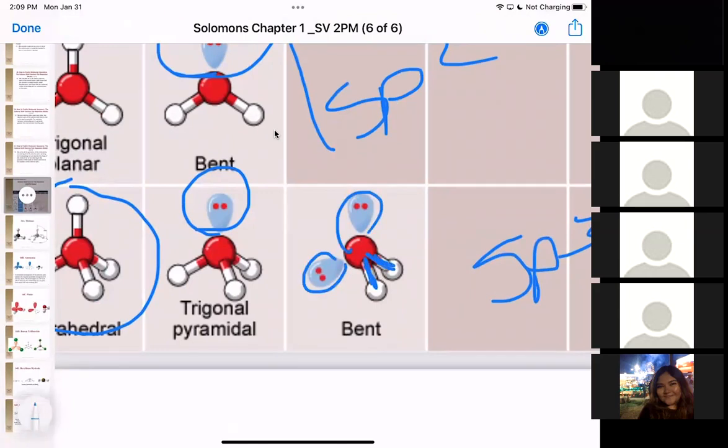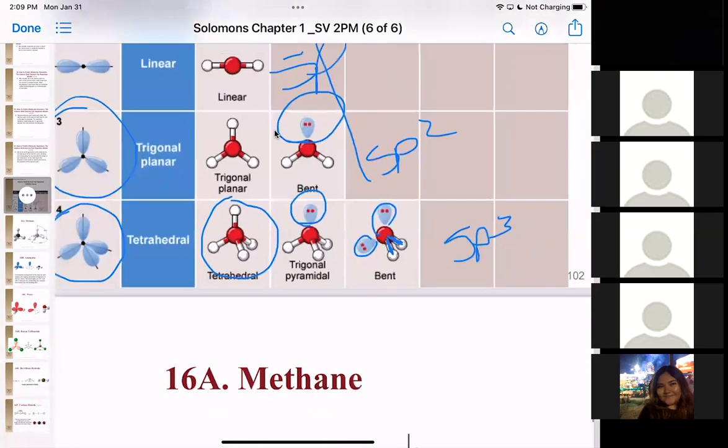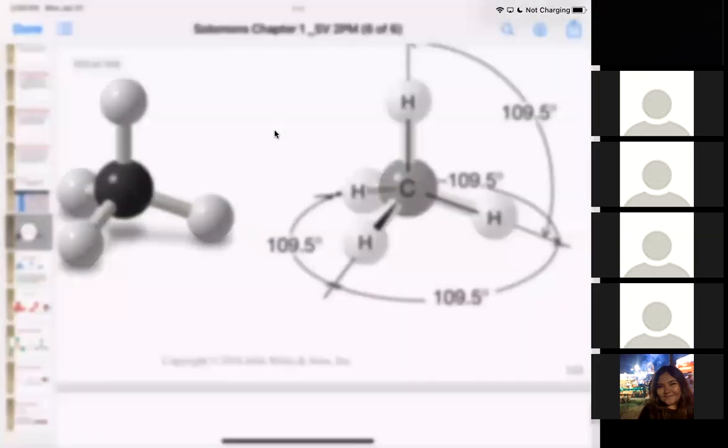But what's the electronic shape? Tetrahedral, because it's sp3 hybridized. Okay, electronic shape tells you the hybridization. Number of bonds and number of lone pairs tells you molecular structure, molecular shape. Okay, so let's look at methane.